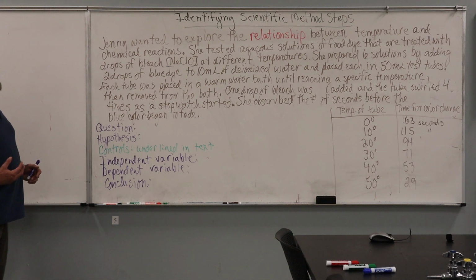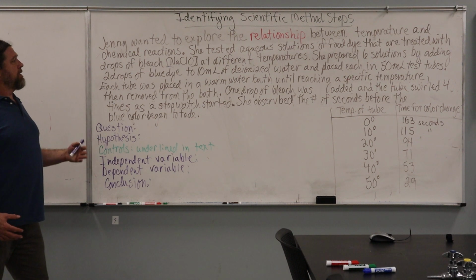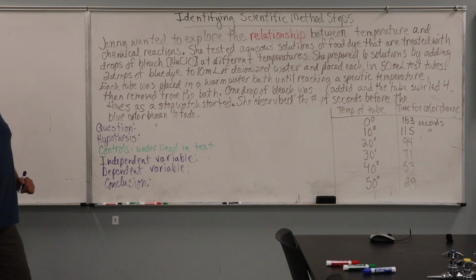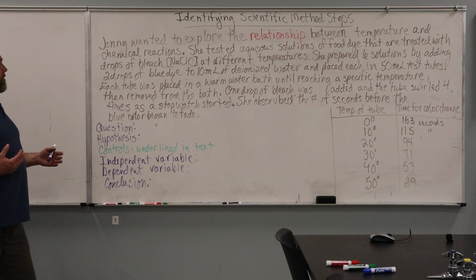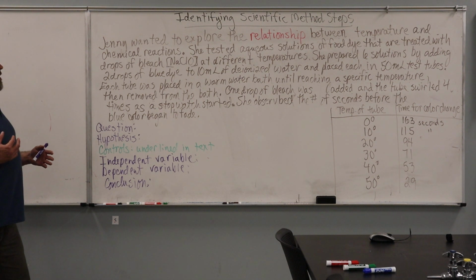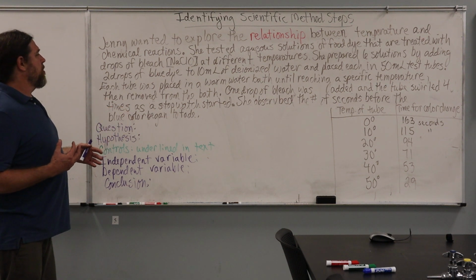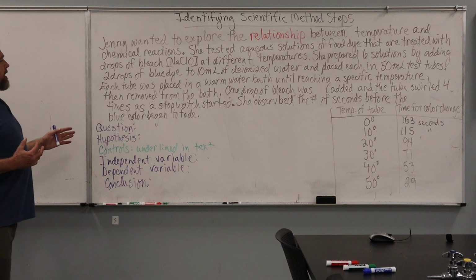So she prepared 6 solutions by adding 2 drops of blue dye to 10 milliliters of deionized water and placed each in 50 milliliter test tubes. Each tube was placed in a warm water bath until reaching a specific temperature, then removed from the bath. 1 drop of bleach was added and the tube swirled 4 times as a stopwatch starts.